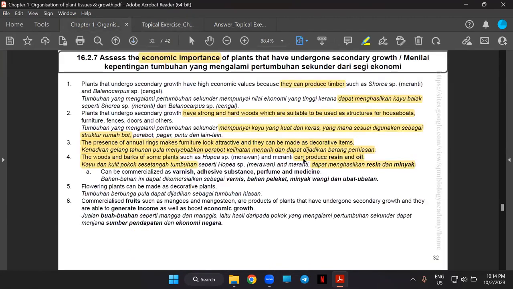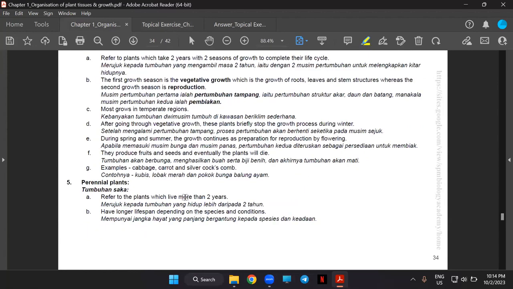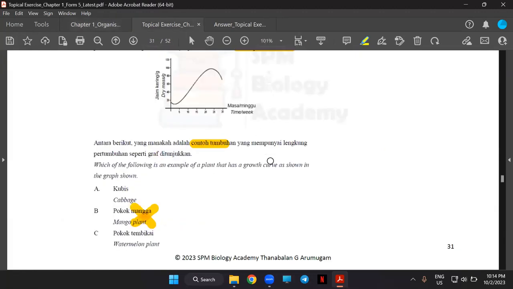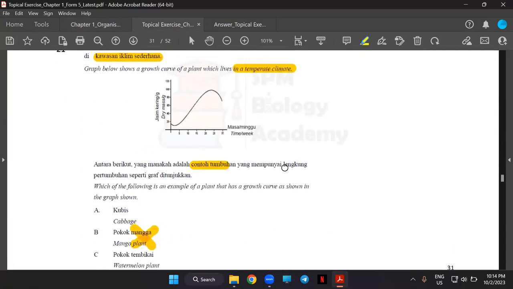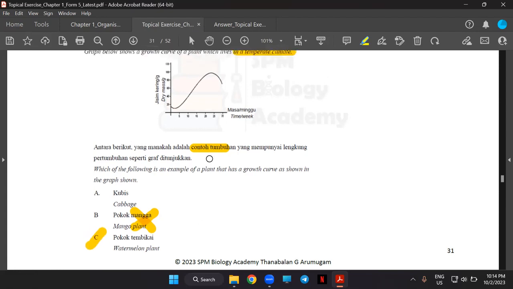So, kobis dengan tembikai. You have to remember the name of watermelon annual, cabbage biennial. Cabbage biennial, manakala watermelon adalah annual. So, hold on for a while. Yeah, alright. Jawapannya ialah pokok tembikai, because graf ini ialah annual plant punya graf. Tumbuhan semusim. Kalau biennial, dia mesti ada 2 kan? Ini 1 saja, so annual.